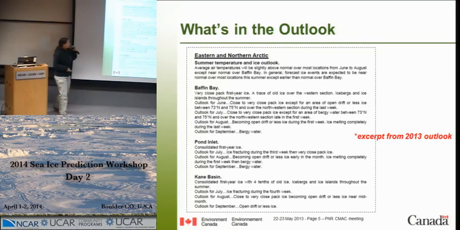And in addition to the tables of dates, each area is given a summary of what the ice conditions are at the beginning of the melt season, and then you have your outlook for June, outlook for July, outlook for August, and your outlook for September in terms of how the ice concentrations will evolve. So there's a lot of regions, and it's a lot of work.